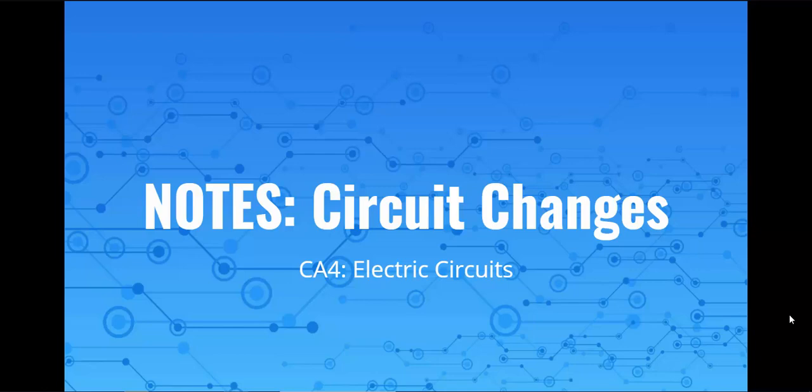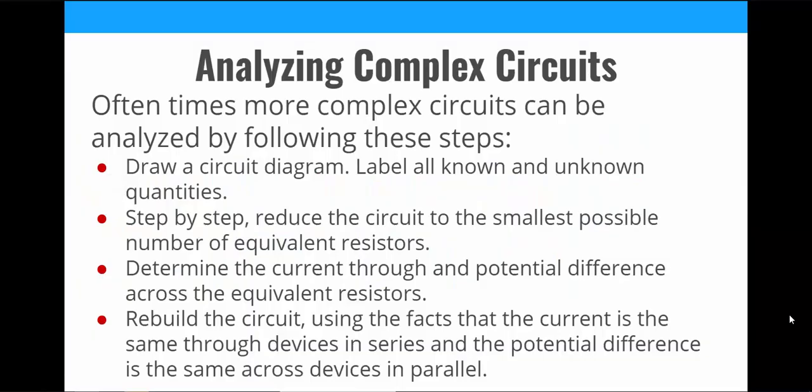So, circuit changes, last set of notes for circuits in general. Most of the stuff I've already alluded to or mentioned, but this is a little bit more specific and concrete. We talked about simple circuits, which are just series and parallel circuits. A complex circuit is anything that's a combination of those. Oftentimes, more complex circuits can be analyzed by following these steps.